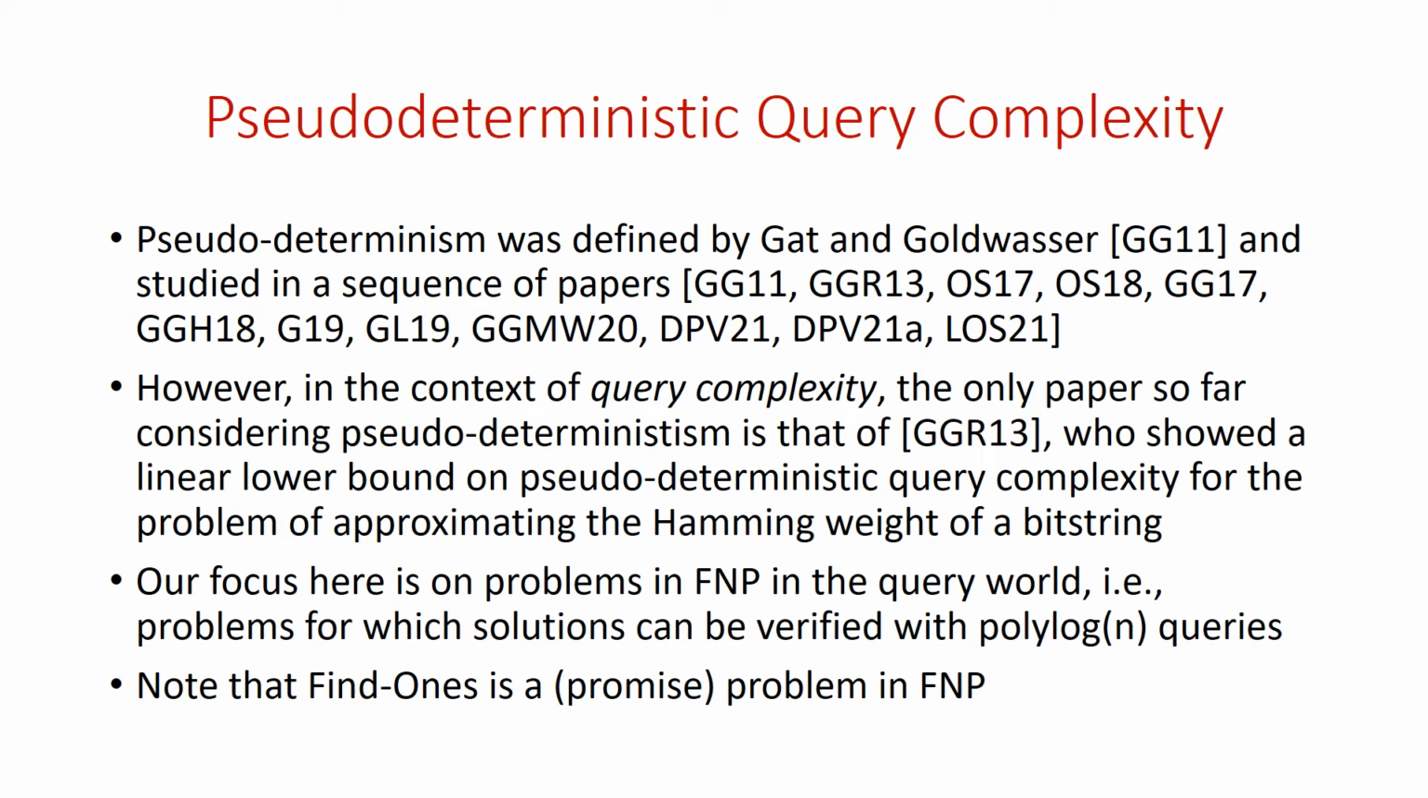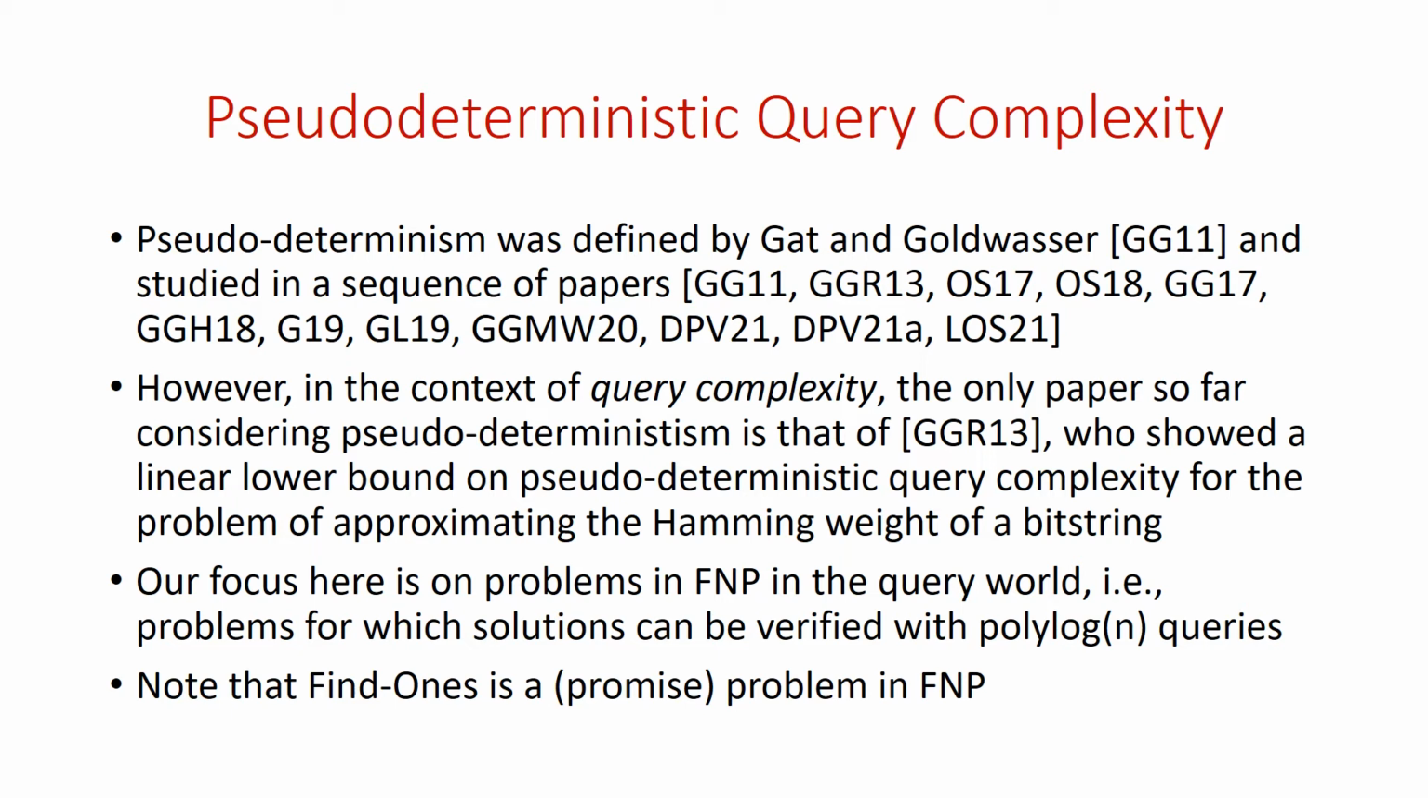But pseudo-deterministically, it turns out to require a linear number of queries, just as it requires a linear number of queries deterministically. So this already gives a strong separation between pseudo-deterministic query complexity and randomized query complexity. But it's not for a problem in FNP. If you want to verify whether the Hamming weight of a string is close to some value, it's not something you can do by asking just a few queries. You need to ask a lot of queries deterministically in order to do that.